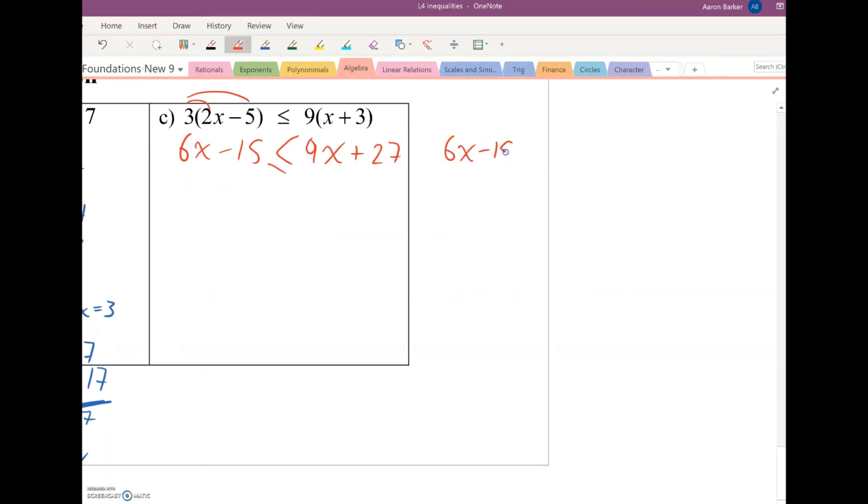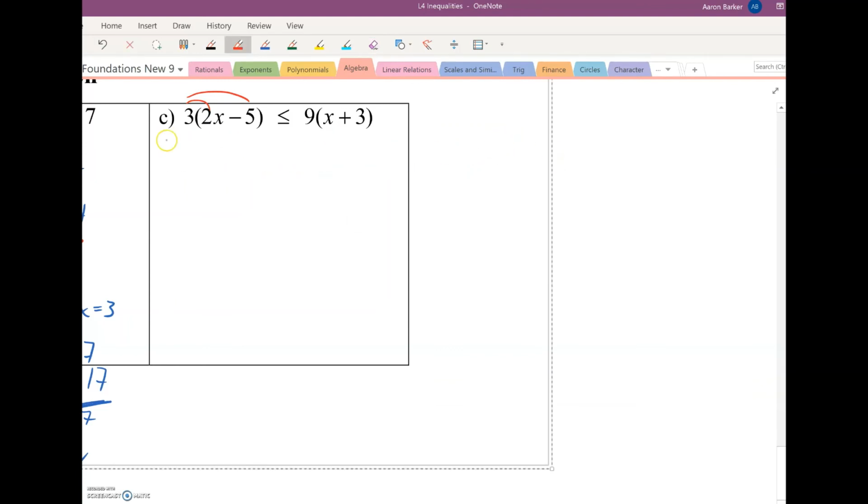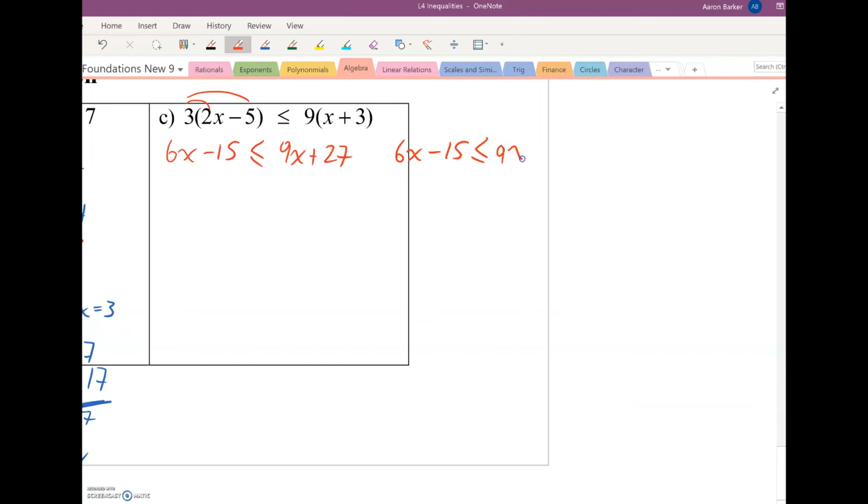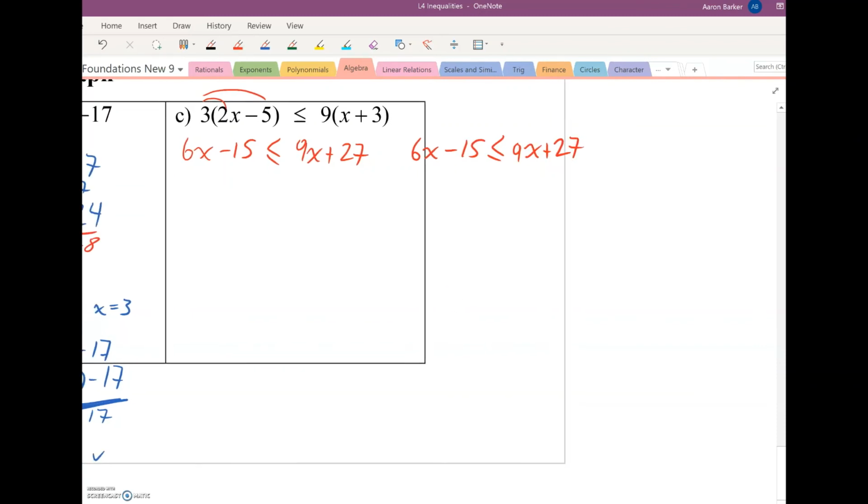So 6x minus 15. Actually, let me just make this a bit smaller over here. So 6x minus 15. I know my signs don't line up. I'm breaking my rules. But I just want to make sure this fits in one page. So 6x minus 15, 9x plus 27. Now, I know you guys like to move more than one thing at a time. Sometimes that happens. I totally say don't. So easy to make mistakes.